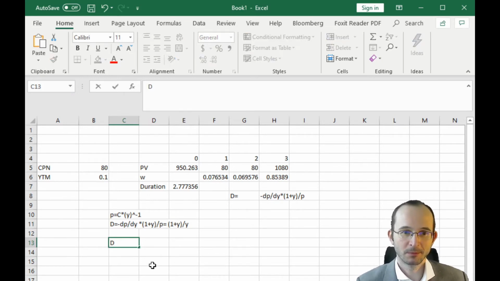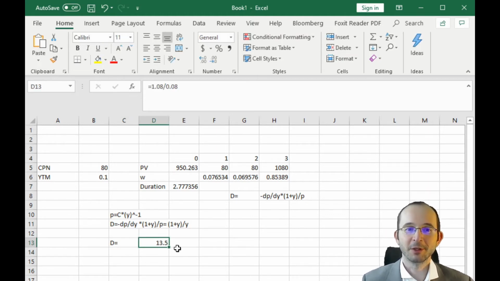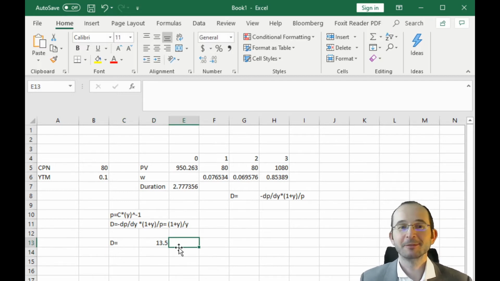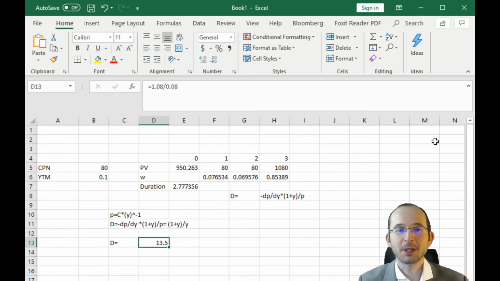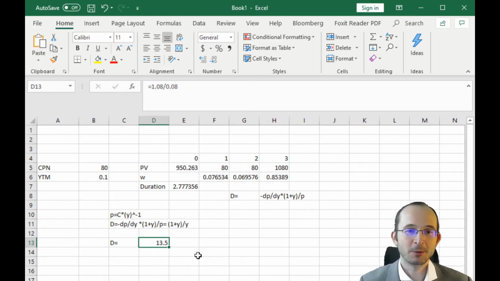Well, that would be 1.08 over 0.08, or 13.5 years. So, surprisingly, the duration of an infinite maturity obligation is actually quite finite and not even very long, just some 10 years. And of course, the reason is, remember, the longer cash flows occur in the future, the more heavily they are discounted. So some of the cash flows that occur way far out into the future effectively don't really matter very much.